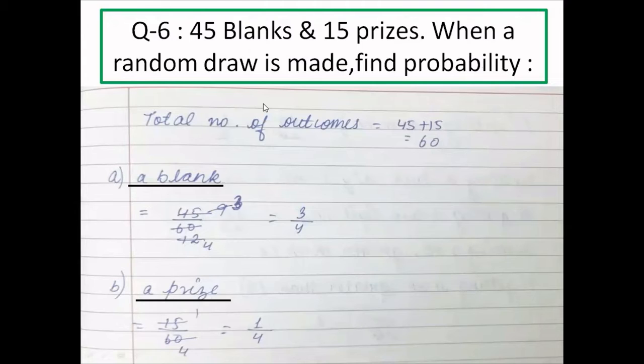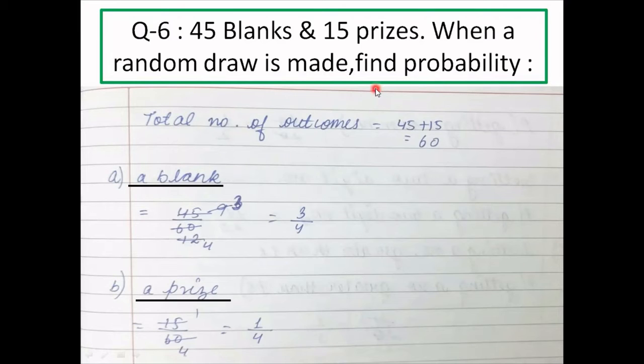Okay, now let's get to question number 6. Question number 6 says that in a lottery there are 45 blanks and 15 prizes. When a random draw is made, find the probability of the following. Before taking out the parts' answers, keep in mind that we have to write three things.